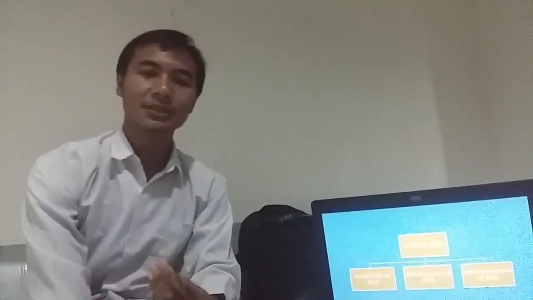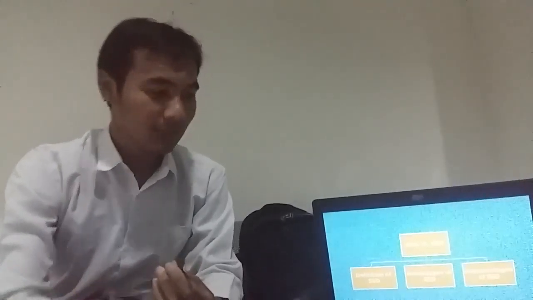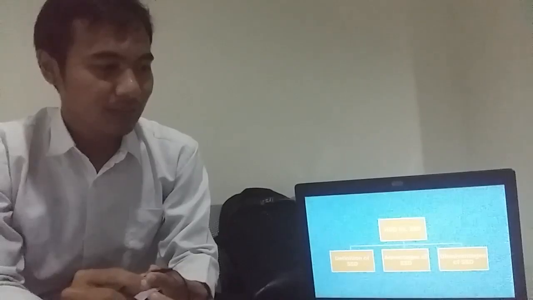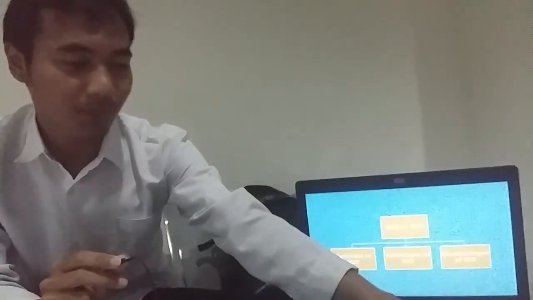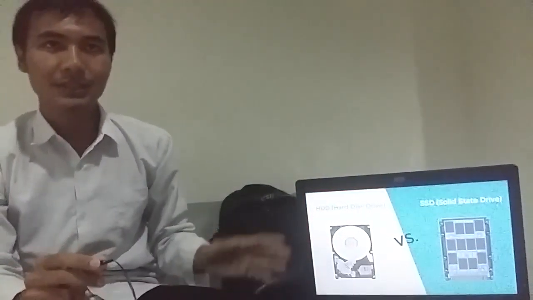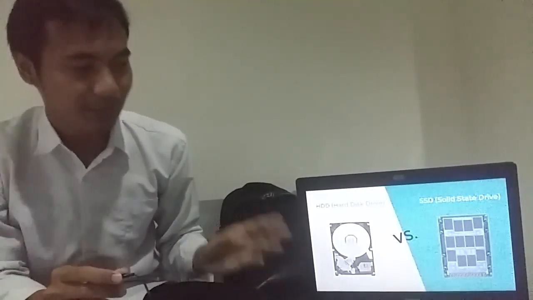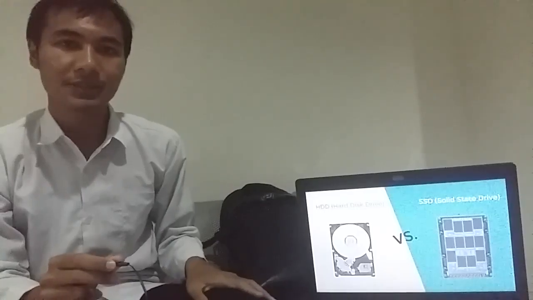I will divide my presentation into three parts. First, the definition of solid state drive, and the second part is the advantages of solid state drive. The last part is the disadvantages of solid state drive. And this is, on the left side is hard disk drive, and the right side is solid state drive.